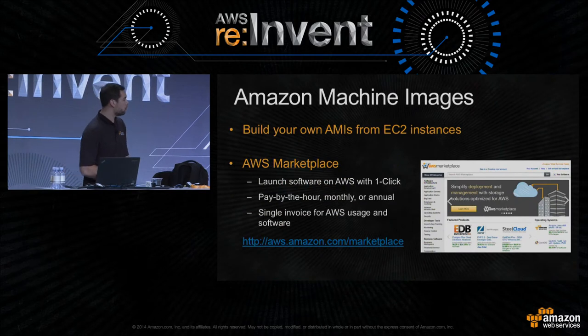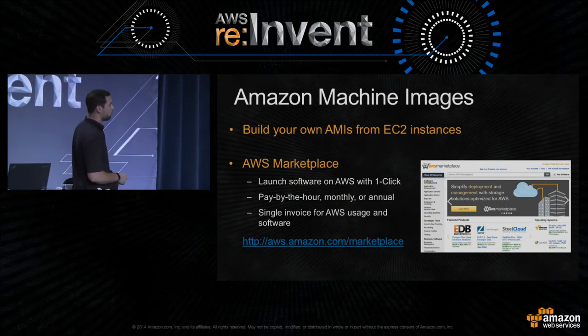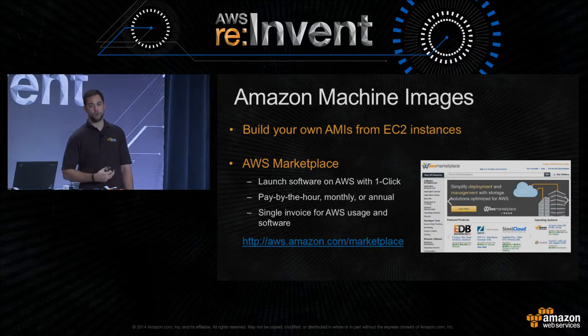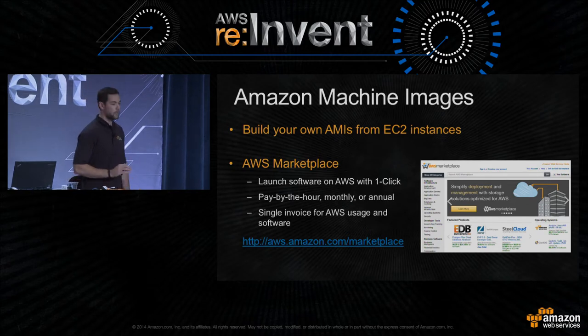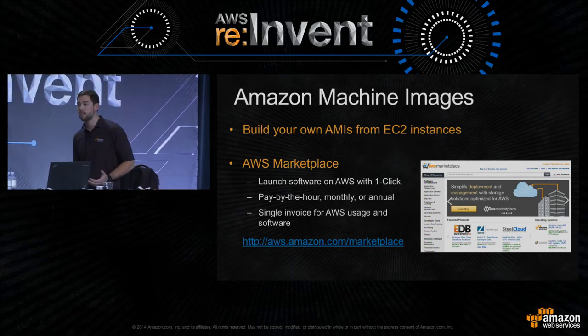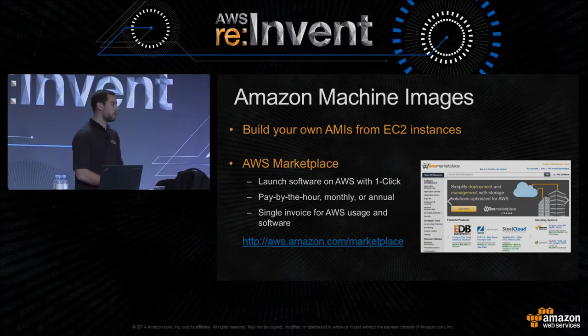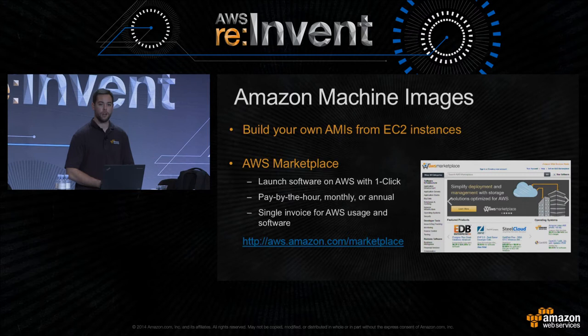Now just a quick word on Amazon Machine Images, because I want to talk about the marketplace as well. But AMIs, you can basically build your own AMIs. So you build your own stack. You've got a web server, it's an Apache server, you've got your own version, or you're doing something custom on it, or it may be completely standard. You can build your own AMIs from your EC2 instances. So once you've built that infrastructure, you take an image and store the AMIs within your account.